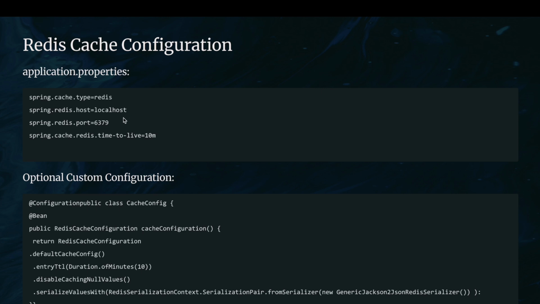So host will be localhost because it is running in my local system, and the port is 6379 and the time to live I have given is 10 minutes. And then also you can have a custom configuration class which is CacheConfig, and then you can create a bean of Redis cache configuration with this sample code.